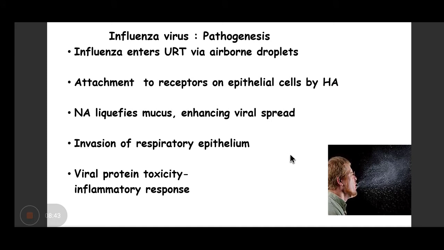The influenza virus causes infection by airborne droplets, and attachment is mediated by hemagglutinin, which is a protein on the surface of the virus. And there is also another protein, neuraminidase, which liquefies the receptor, the mucus, and it breaks the receptor and helps the virus in releasing from the cell.